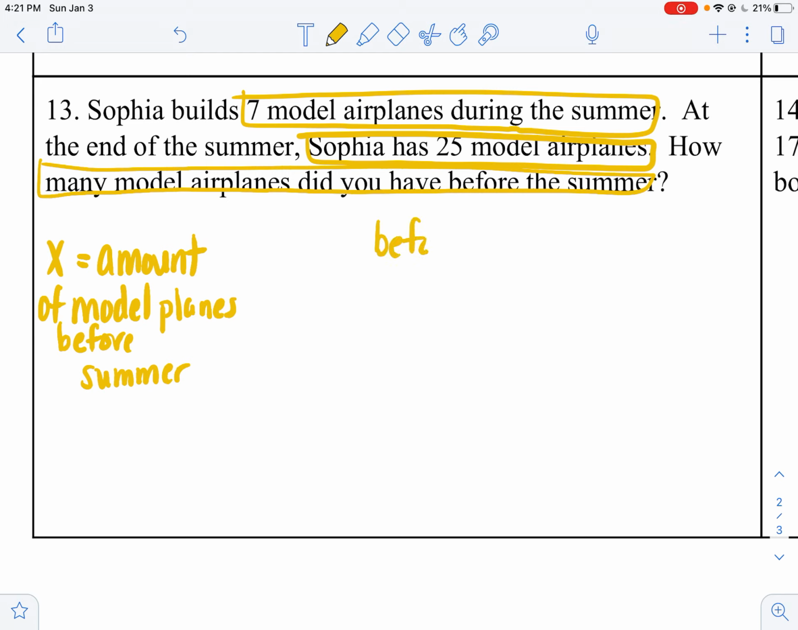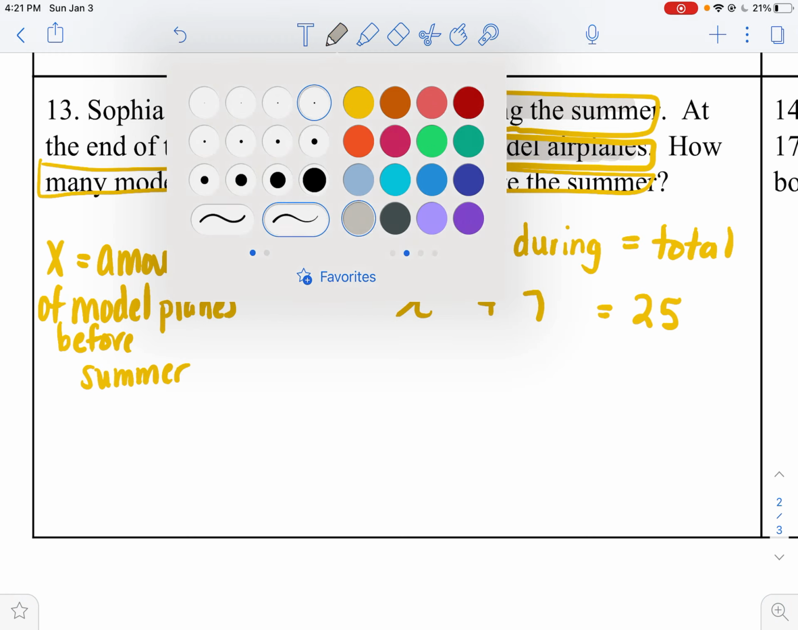So we have the amount she had before summer plus the amount she made during the summer, and that's going to give us the total. Now, before the summer, that's what we don't know, so I'm going to make that our x. During, we have 7, it says it right here, equals our total. Our total, she says, is 25. So we just created our equation. x plus 7 equals 25.